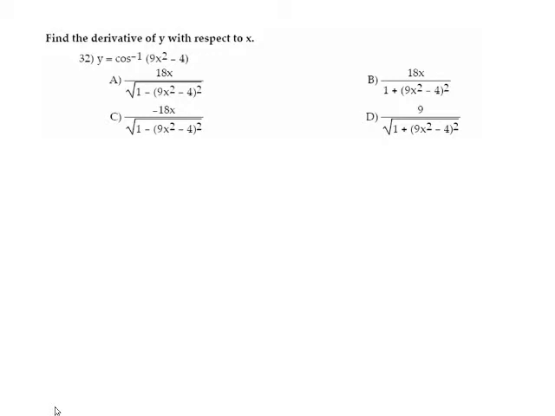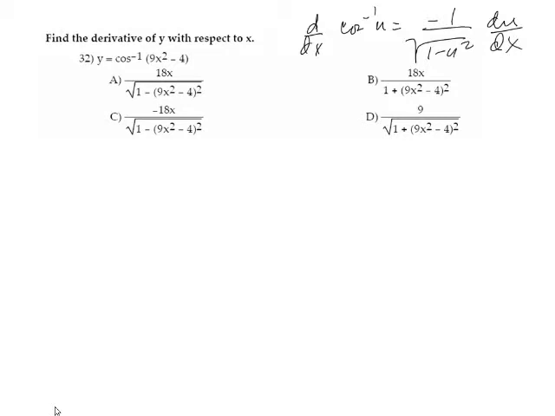This is a case where we want to take the derivative of an inverse cosine function. You might remember that d/dx of inverse cosine of u is equal to minus 1 over the square root of 1 minus u squared times du/dx, chain rule.